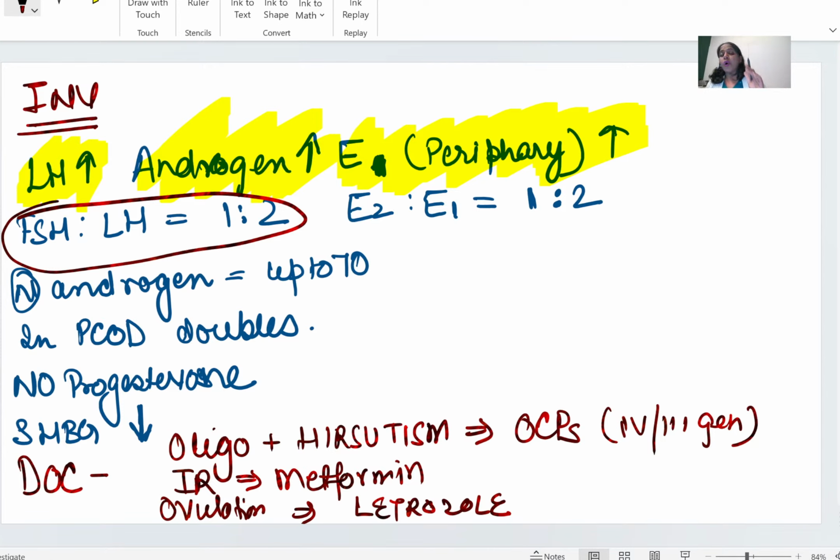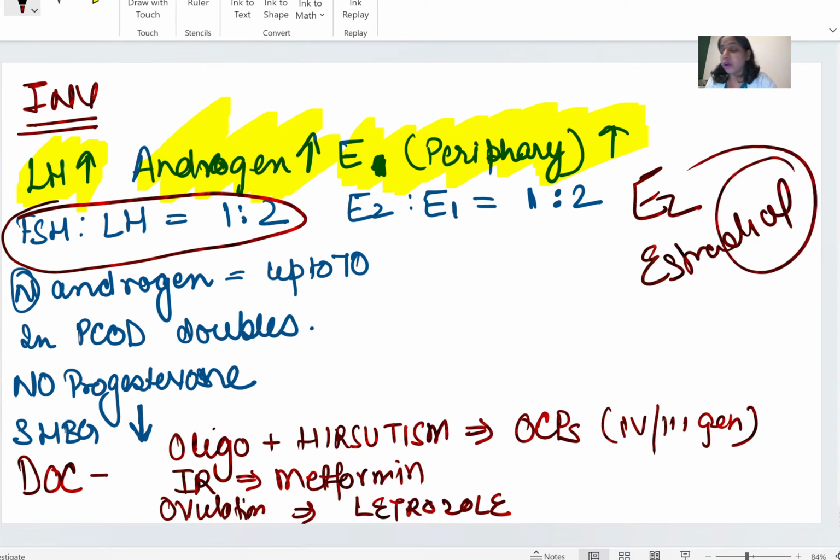So normally the ovary estrogen is E2, estradiol. In the last, it is diol, written 2. Ovary estrogen is estradiol. So this androgen is converted into estrogen in the peripheral tissue. So E1 increases. Normally the ovary estrogen is more, but here in PCOS the E1 increases. So the E2 to E1 ratio is also reversed.